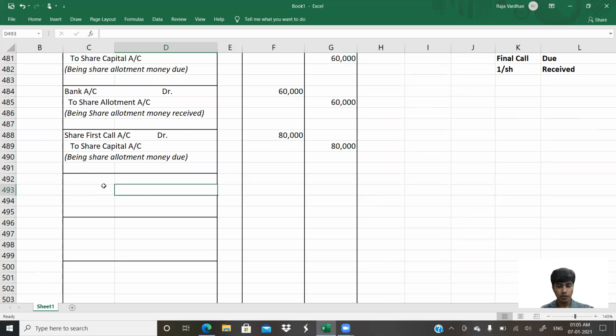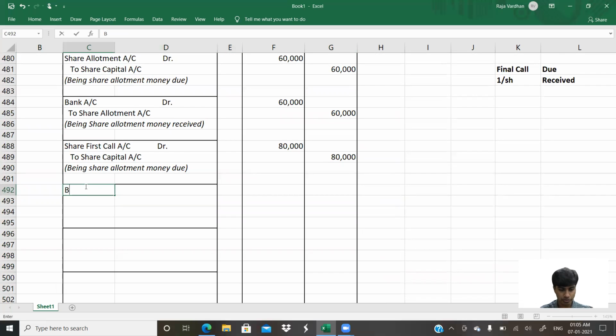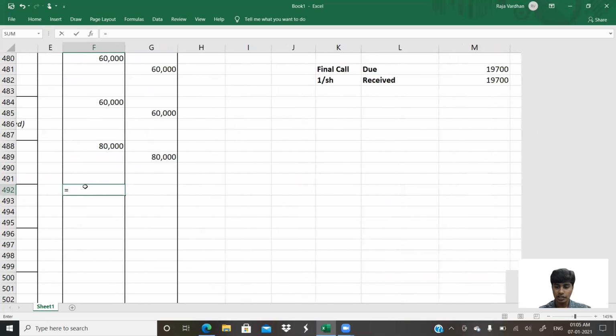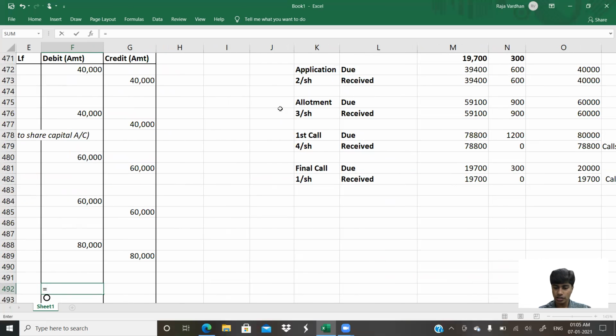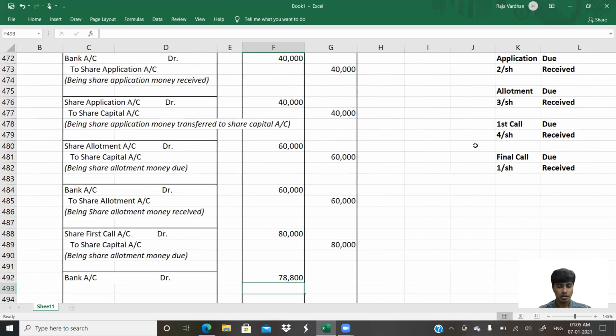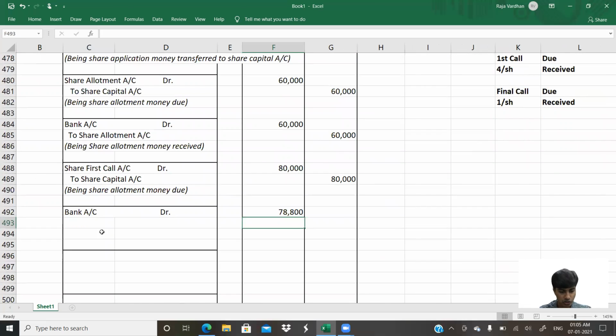Now we're going to write the entry. Receipt. Bank account debit. How much did we receive? We received it for 19,700 shares. For 300 shares, we didn't receive. For 19,700, how much did we receive? 19,700 shares into 4 rupees per share. That comes to be how much? 78,800. But how much was receivable on first call?